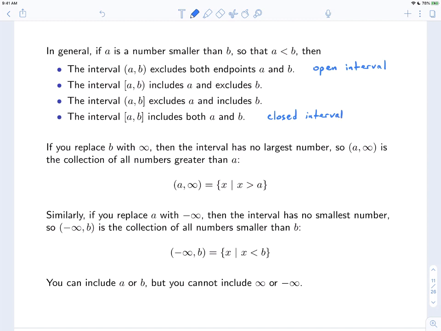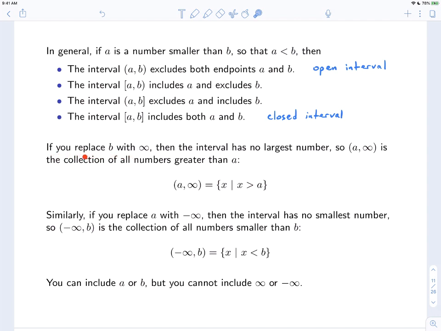So if you don't include either of the endpoints, then it's open. It's like an open-ended interval. It doesn't include the ends. So it's called an open interval. And if you use these brackets, then that means you're including both of the endpoints, and so we call that closed. The two in the middle here, we don't call those closed or open. Those are neither closed nor open.